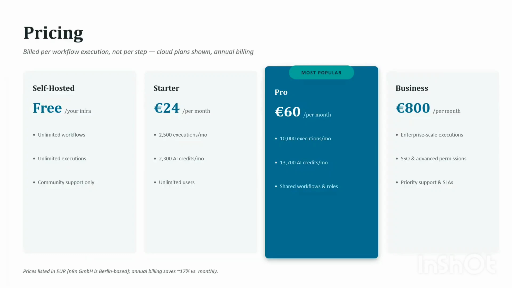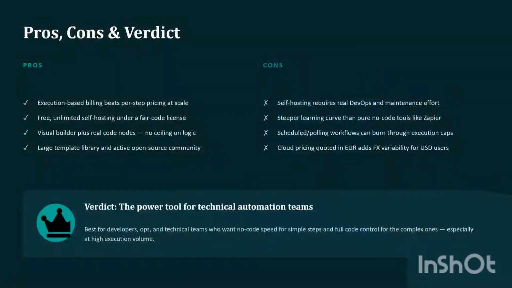So now we are moving towards its pros, cons, and verdict. Its pros are cheaper execution-based billing, free self-hosting, code plus no-code flexibility, and a strong community. Cons are that self-hosting needs DevOps effort, a steeper learning curve than pure no-code tools, execution caps, and strained scheduled workflows. EUR pricing adds FX vulnerability. The verdict: best for developers and technical teams needing both speed and code-level control at scale.